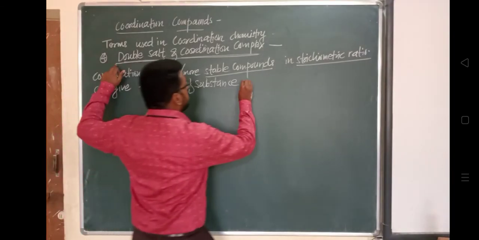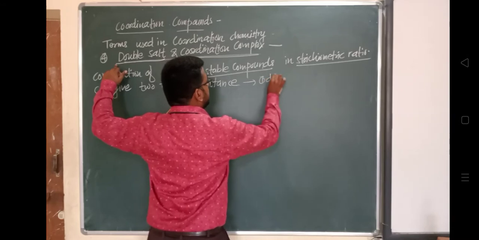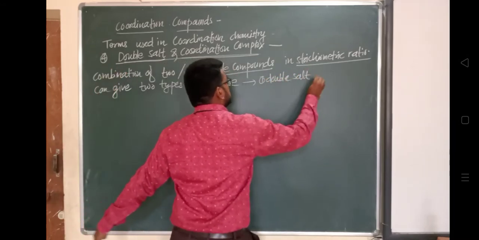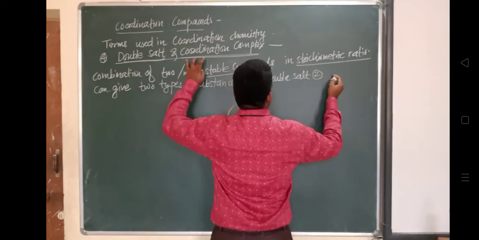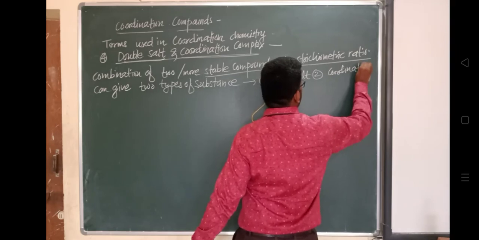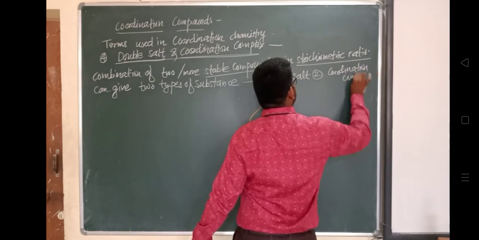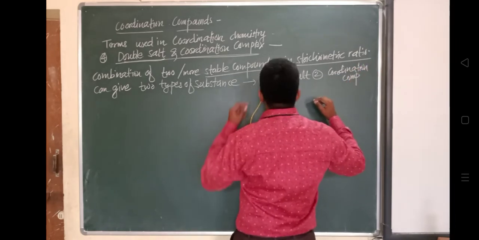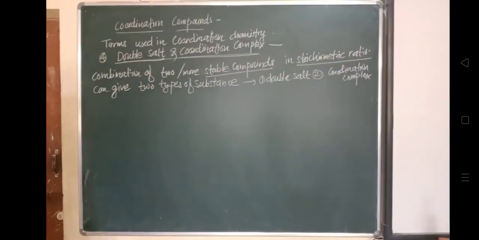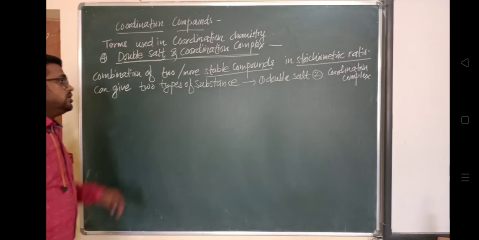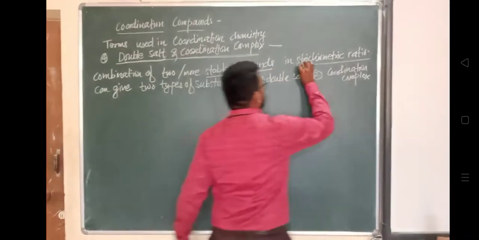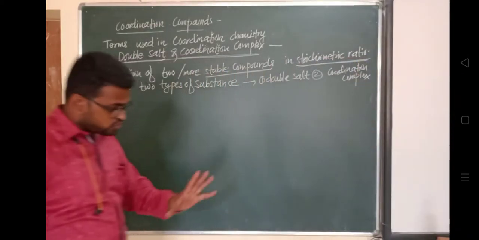So this is a double salt. Let's take the example of Mohr's salt. So this is Mohr's salt, and I will write directly its dissociation. FeSO4·(NH4)2SO4·6H2O. This is called Mohr's salt: FeSO4 (NH4)2 SO4 into 6H2O.